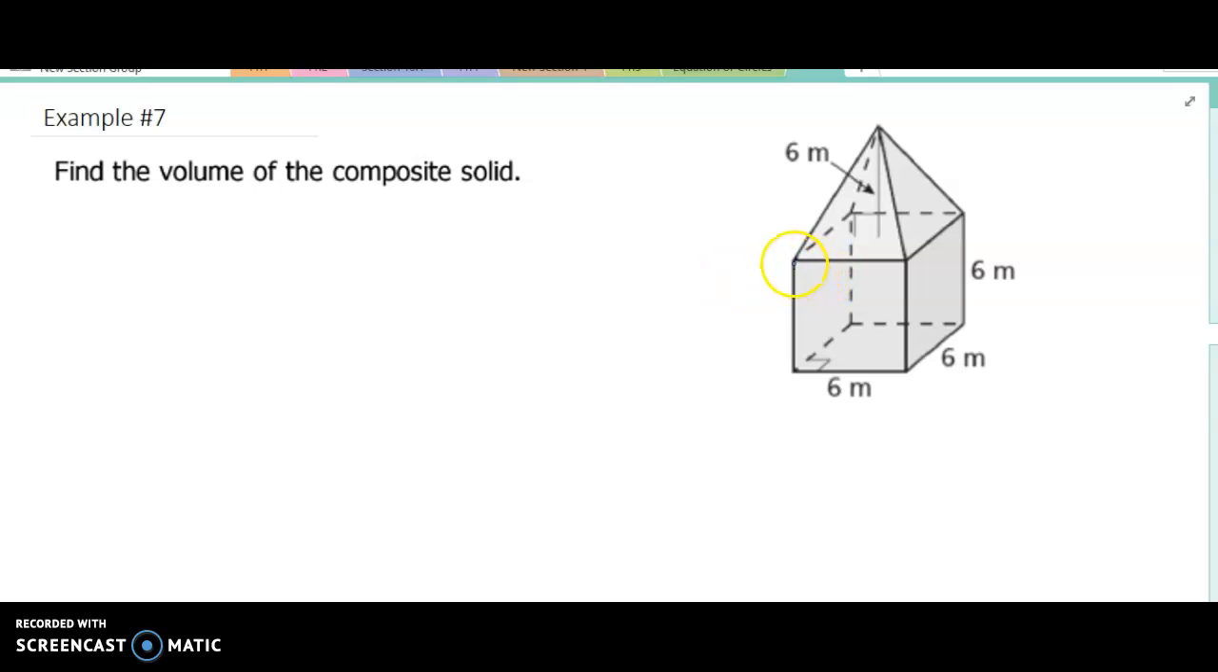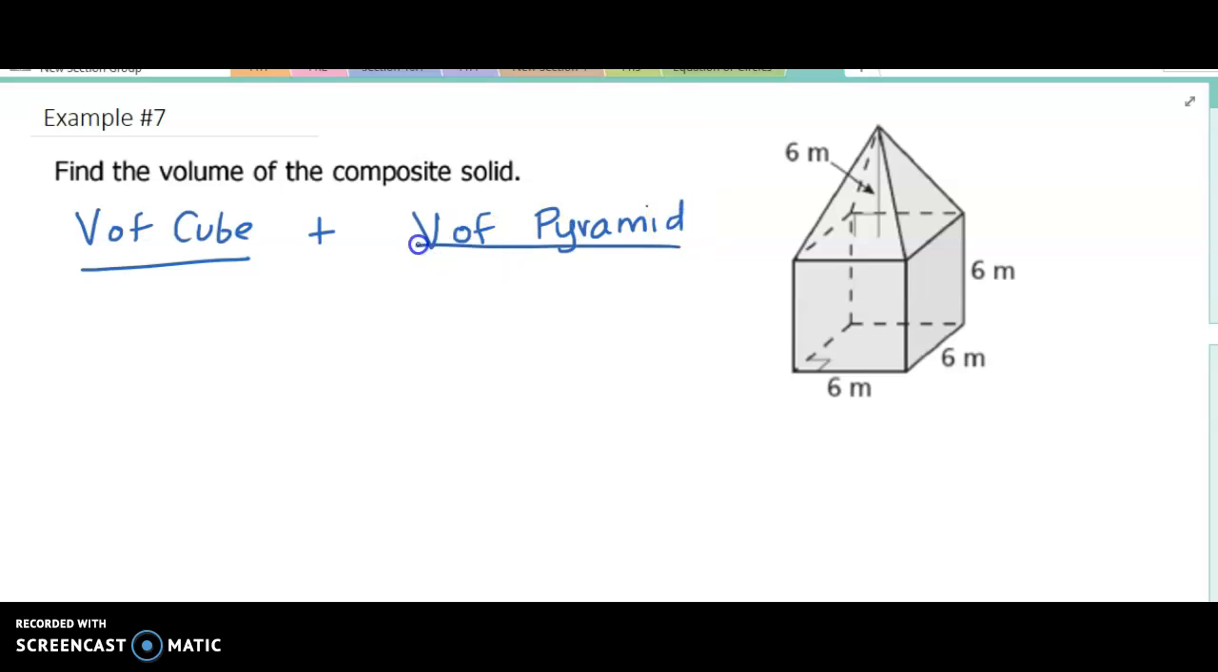All right, I want you to go ahead and try this one on your own. We're going to find the volume of the composite solid. So what we're going to do is we're going to find the volume of the cube, and then we're going to add it to the volume of the pyramid. And when I do that, I get the volume of this whole thing.